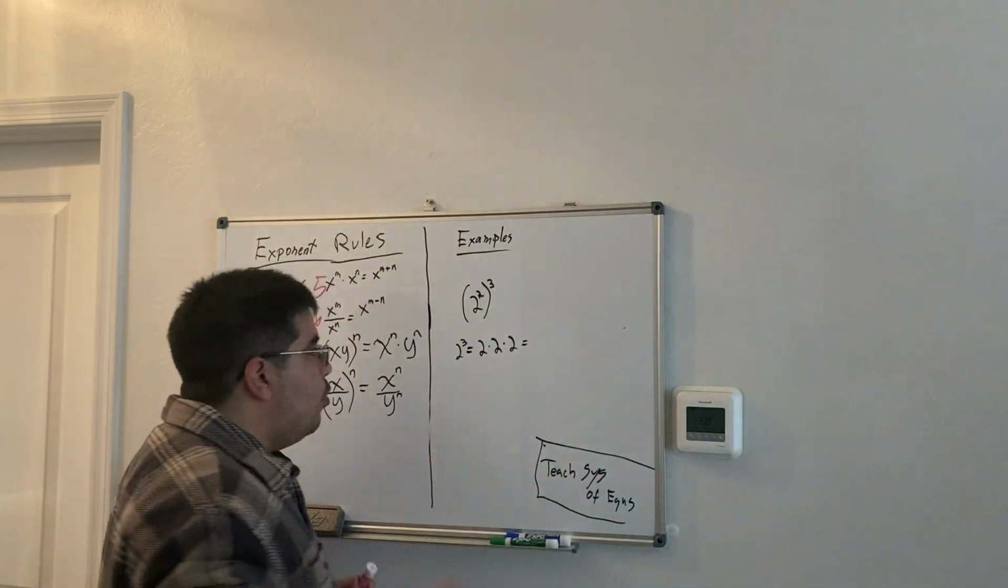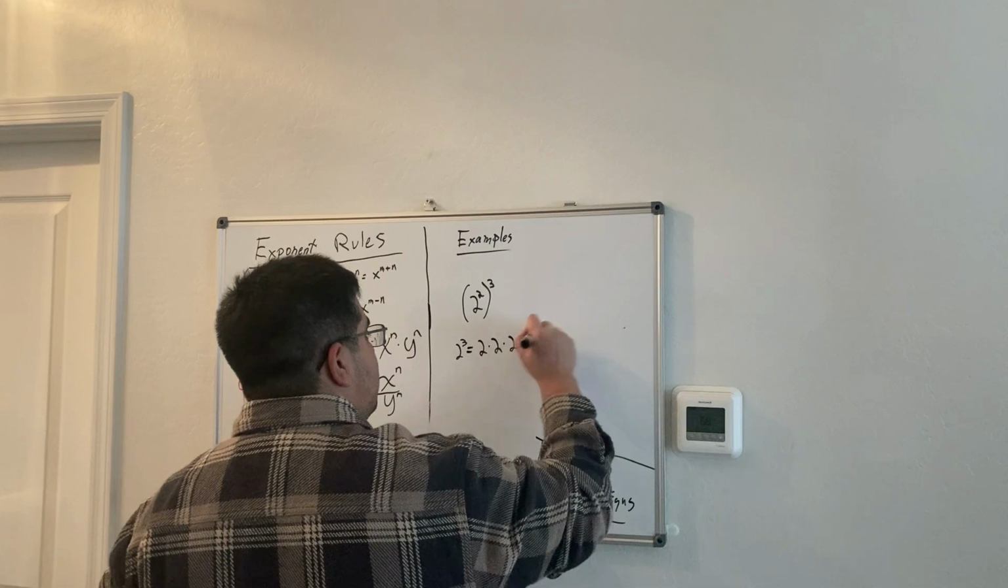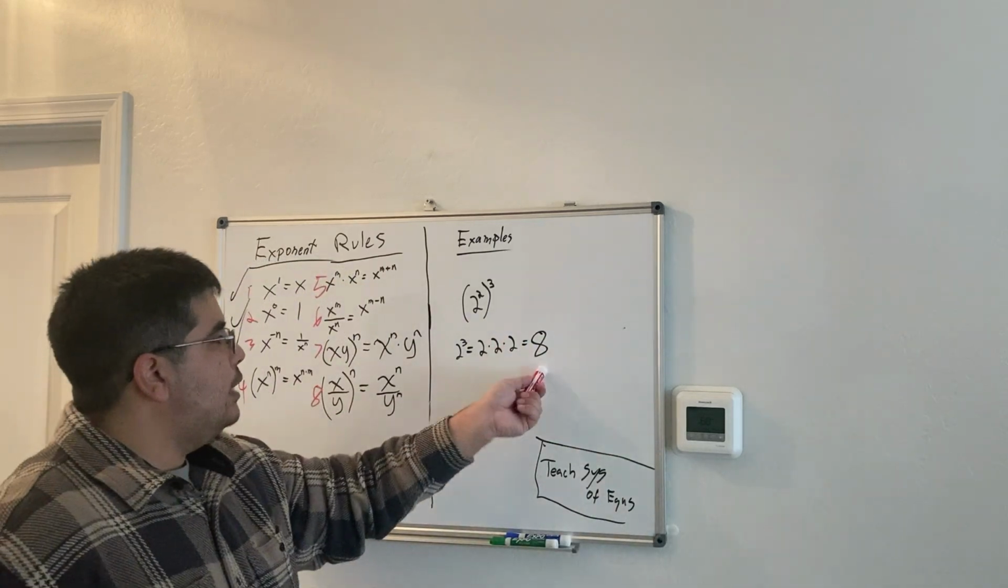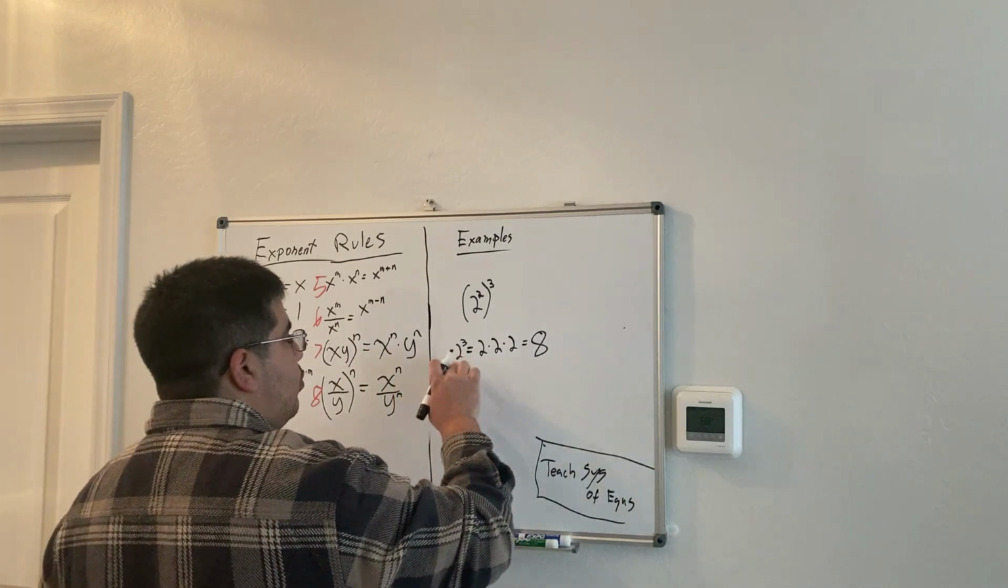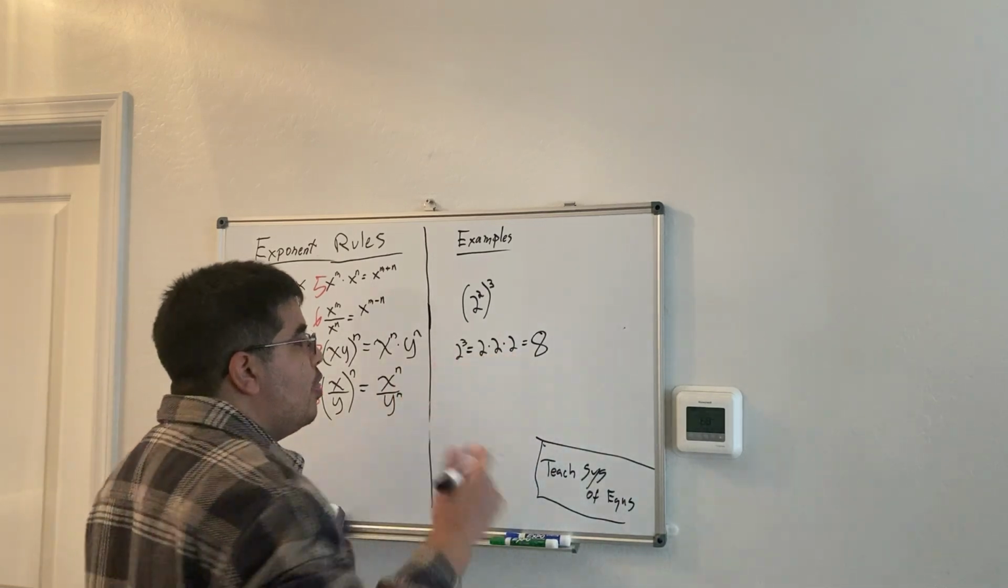And 2 times 2 equals 4. 4 times 2 equals 8. So 2 to the third power equals 8. So that's what that does. It means you multiply the base times itself 3 times.